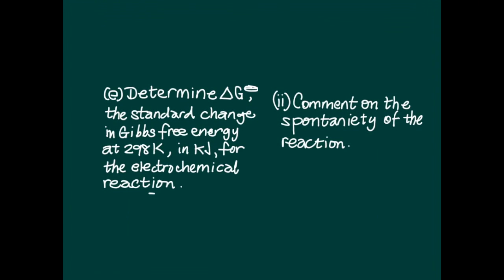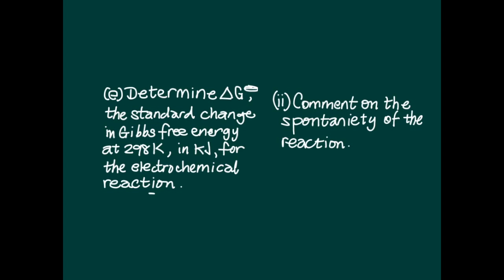So now we're ready to determine delta G, the standard change in Gibbs free energy at 298 Kelvin in kilojoules for this electrochemical reaction. And then, based on this answer, we can comment on the spontaneity of the reaction, or its tendency to occur without the input of energy. Spontaneous reactions tend to occur without the input of energy from the outside, as opposed to non-spontaneous reactions which require the input of energy. A spontaneous reaction typically loses free energy from the system and is characterized by a negative value for the Gibbs free energy.